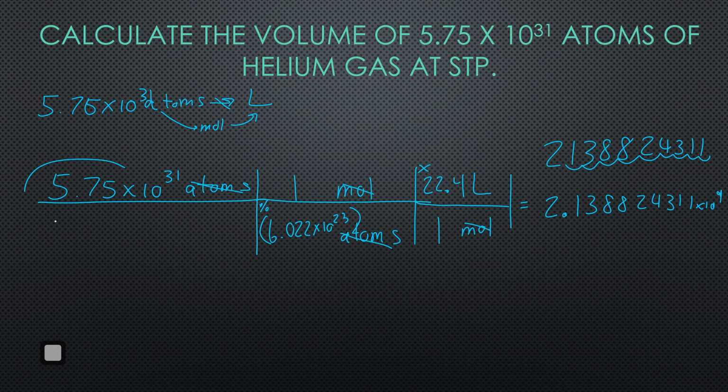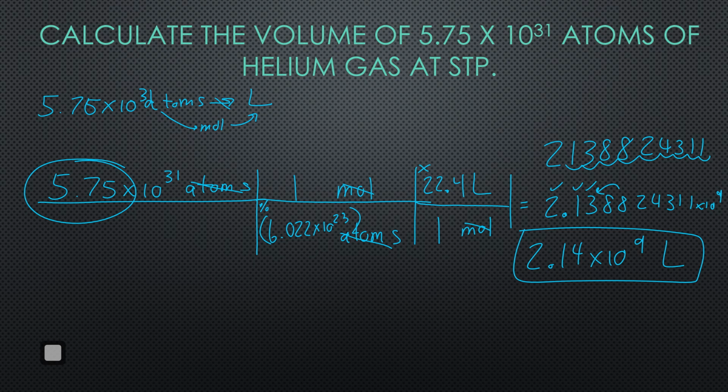How many sig figs do I have? Well, if it's in scientific notation already, all of them are significant. So 1, 2, 3, the 8 is going to round the 3 up, so 2.14 times 10 to the 9th, and I'm in liters this time. Liters is my final answer. It's a lot of liters.